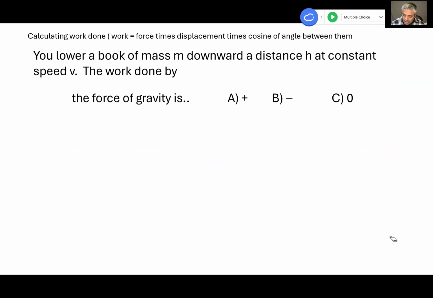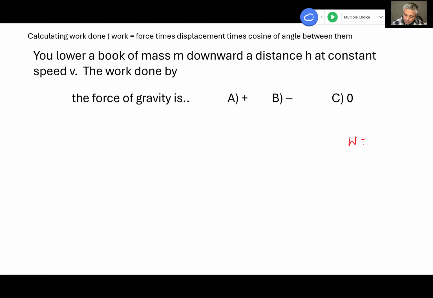Okay, with that said, now it's your turn. So you lower a book of mass m downward, and distance is given, and speed is constant, it says. And now work done by the force of gravity, they are asking. So draw F and D and figure out the angle and use that formula.